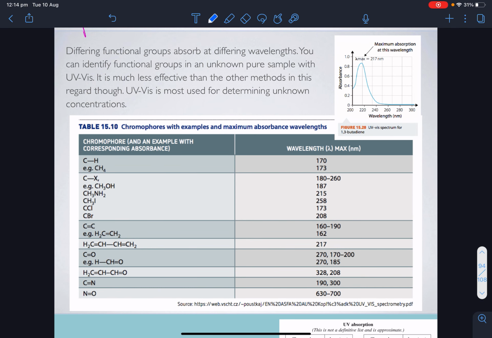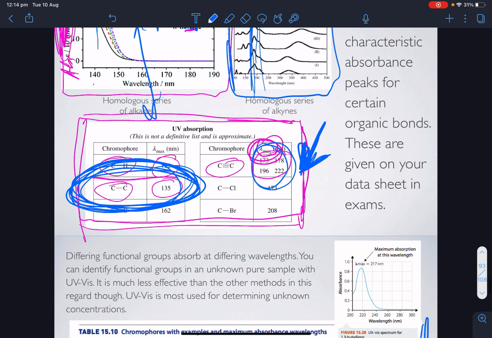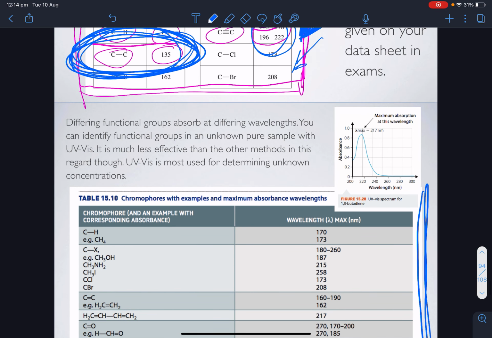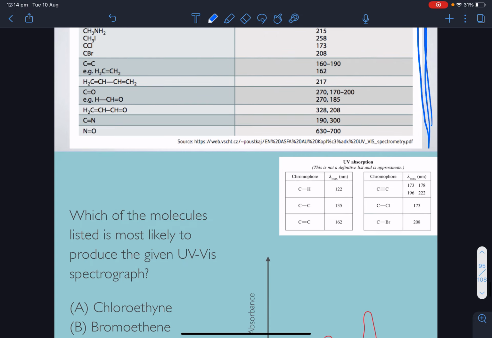Okay, so different functional groups on the molecule will absorb at different wavelengths, so you can use that to help identify them. Here's a table from the textbook. You're not expected to remember it. They give you this in the HSC, so you'll be expected to use that. If they're expecting anything more than that, they're going to have to give you extra info in the question.